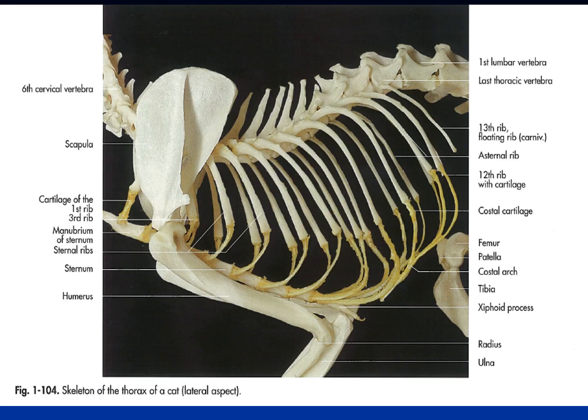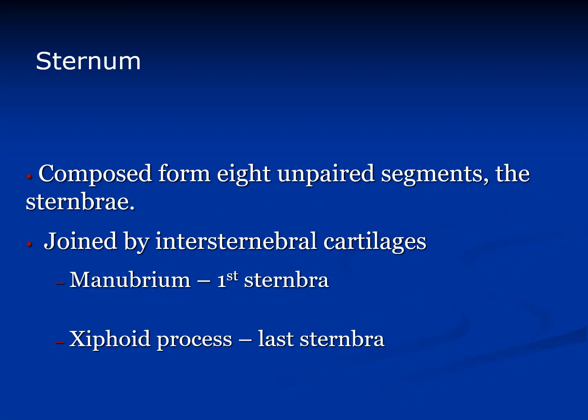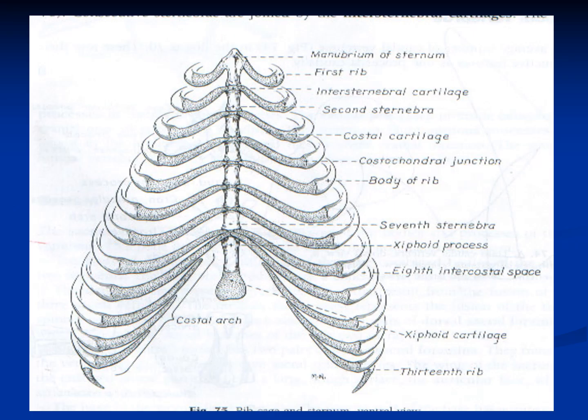So dorsally, as I said, we have the thoracic vertebrae. Ventrally, we have the sternum, and laterally, we have the ribs. Those are the boundaries of the thoracic cage. The sternum is composed of 8 unpaired segments called sternebrae. These sternebrae are joined by a cartilage we call the intersternebral cartilage. The first one we call the manubrium, and the last one we call the xiphoid process.